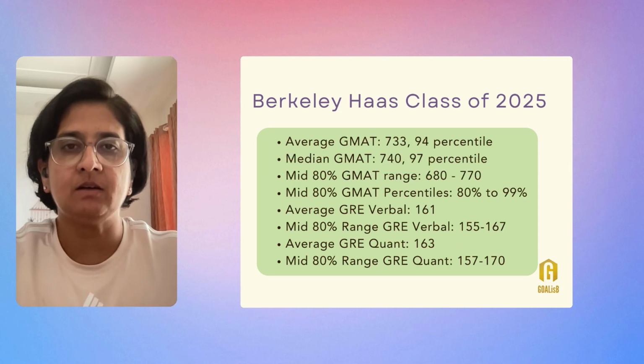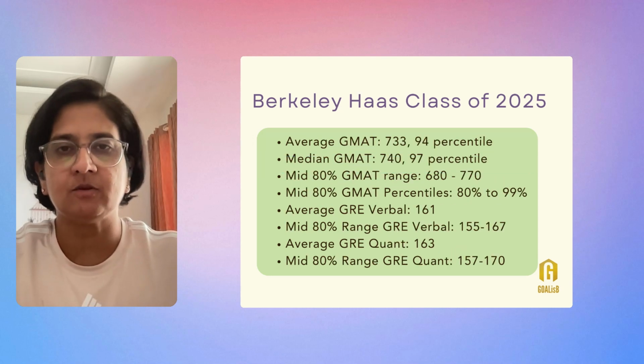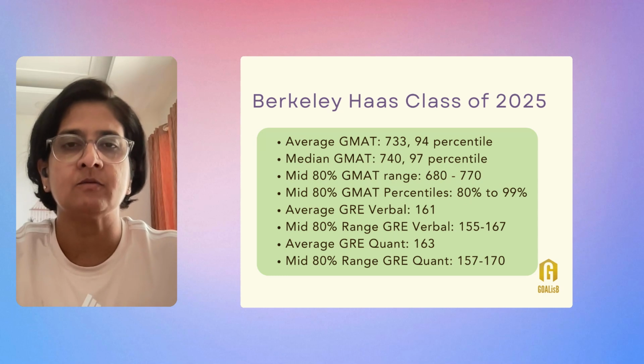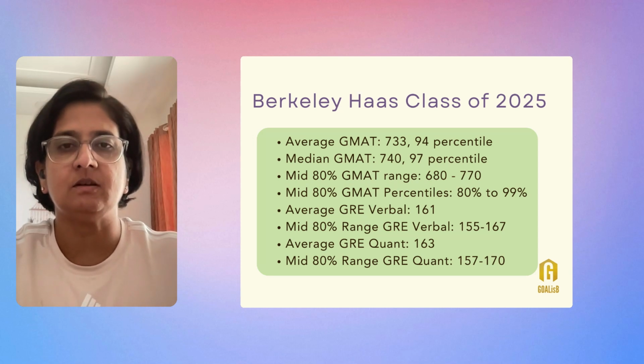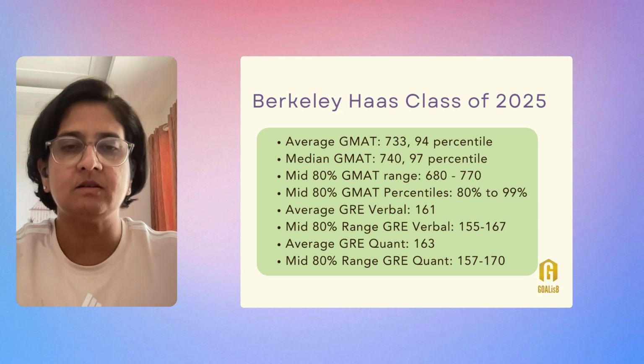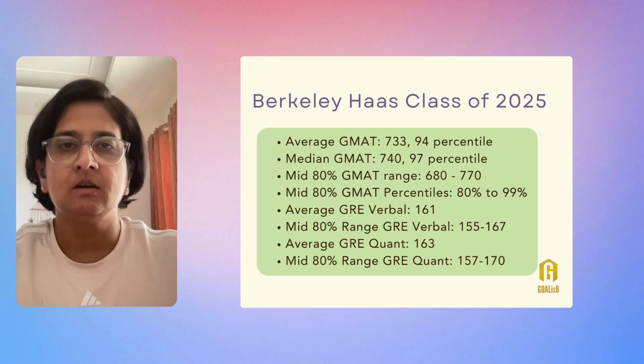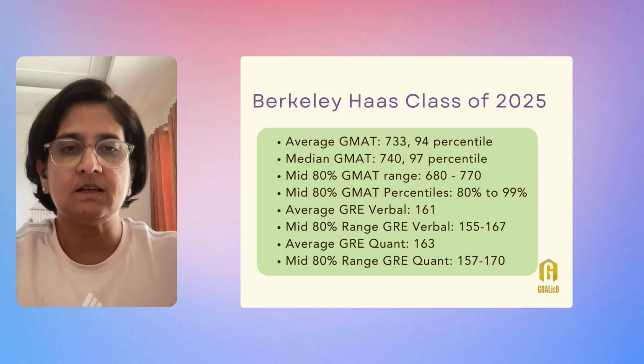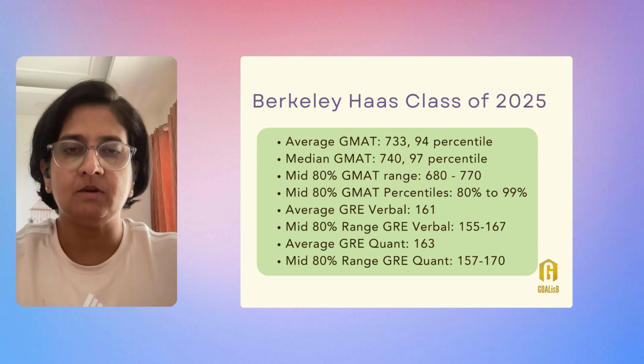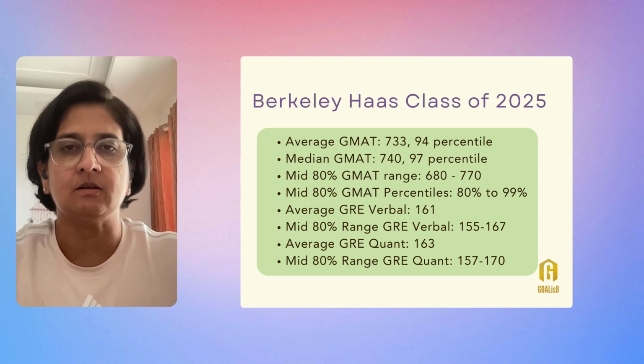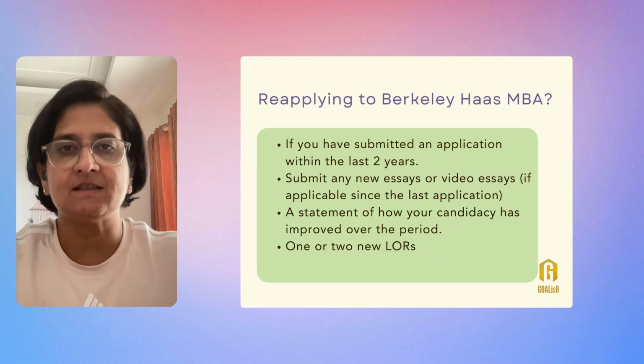Coming to the average GMAT and the GRE scores, the average GMAT for the Berkeley Haas intake for the class of 2025 was 733, while the average GRE verbal score was 161 and the average GRE quant score was 163 for the intake for class of 2025 for Berkeley Haas. You can also look at the specific percentiles with respect to evaluating your GMAT Focus Edition score with respect to what the intake has been for the Berkeley Haas MBA program.